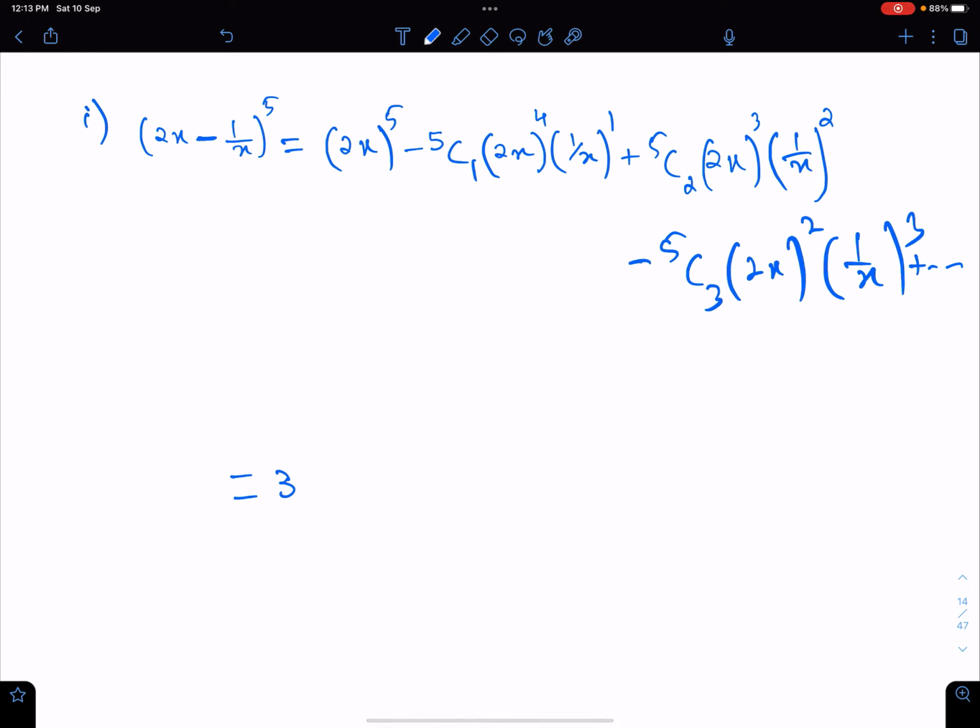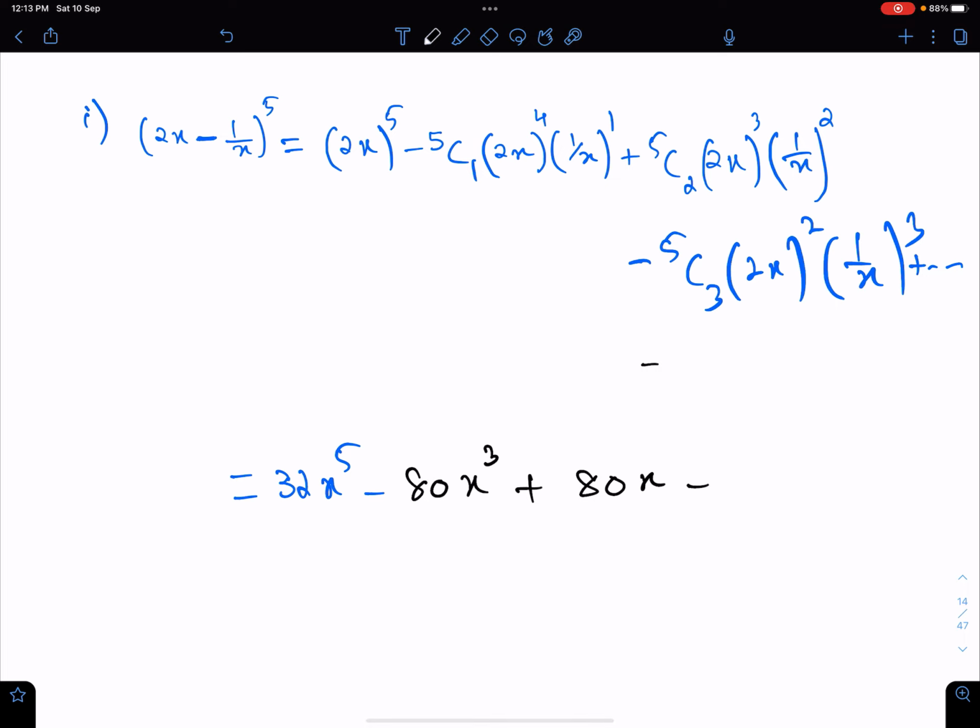Now simplify this result. So we have 32 x to the power 5 here. 5c1 is 5. This is 5 and this is 16. So 16 fives are 80. And x cube after the cancellation. 5c2 is 10 and this is 8. So we have 80x. Then 5c3, 5c3 is 20, I guess, and 2 power 2 is 4.